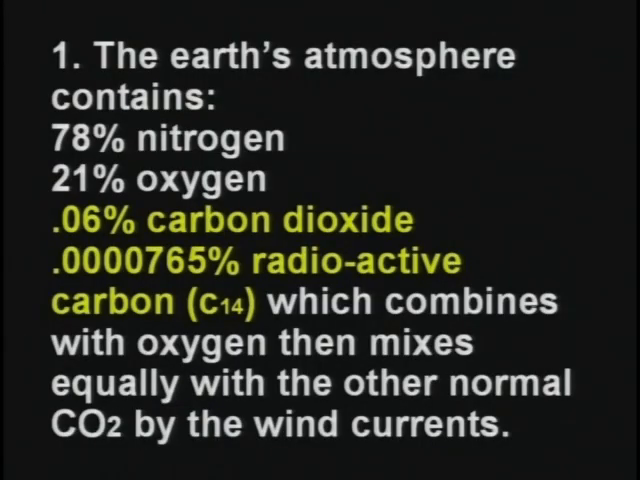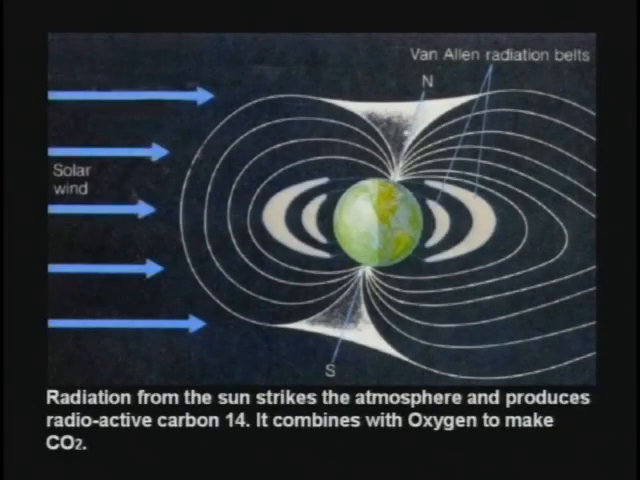But the Earth's atmosphere contains mostly nitrogen, 78% nitrogen, 21% oxygen, and a little bit of CO2 for plants to breathe. Plants breathe in carbon dioxide. And there's a very tiny little bit of radioactive carbon-14, 0.0000765%. This radioactive carbon-14 is different than regular carbon. It's produced by radiation striking the atmosphere. Sunlight strikes the atmosphere, slaps the nitrogen around, and turns it into carbon-14. So it all starts by the sunlight hitting the atmosphere.